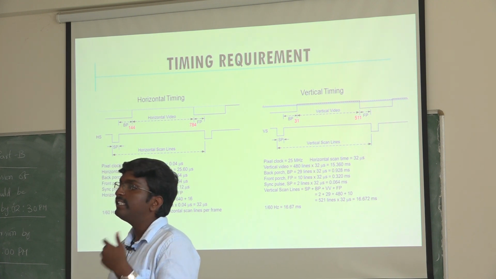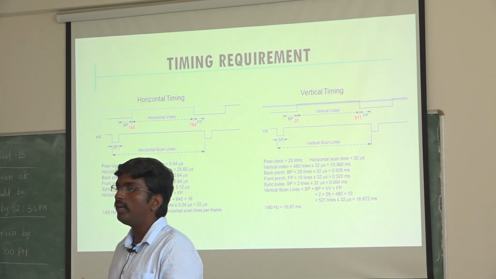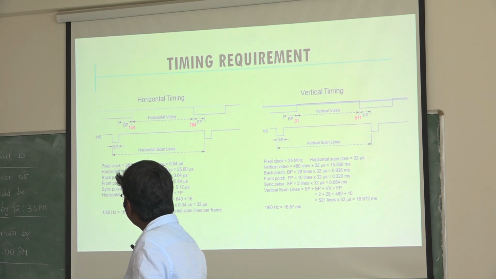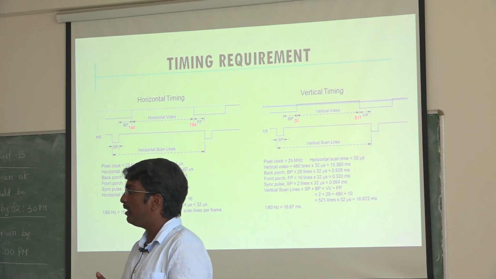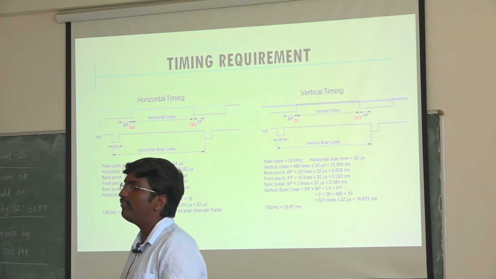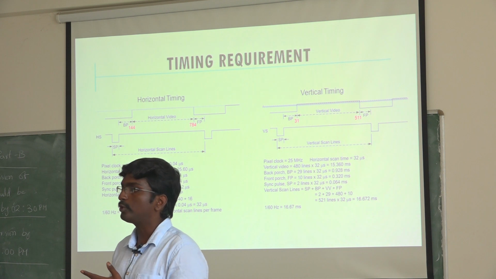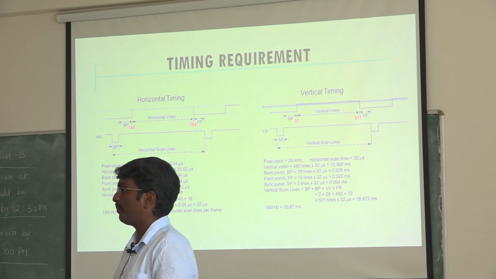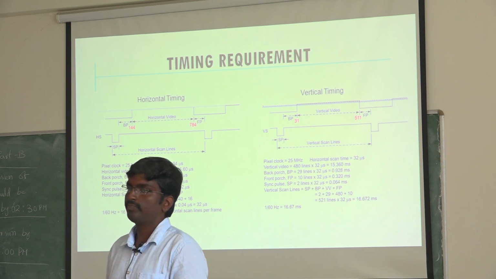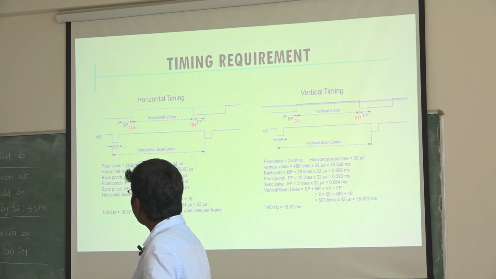For each and every standard, whether it is VGA or 1 megapixel or 2 megapixel, we have the standard values for all these things. Either they give them in terms of pixels, or in terms of hertz, or in terms of timing, microseconds. Why these different standards? When we go for a digital system, we need values in terms of pixels. When we go for an analog based system, we need either frequency or time. So that's why there are these different standards.